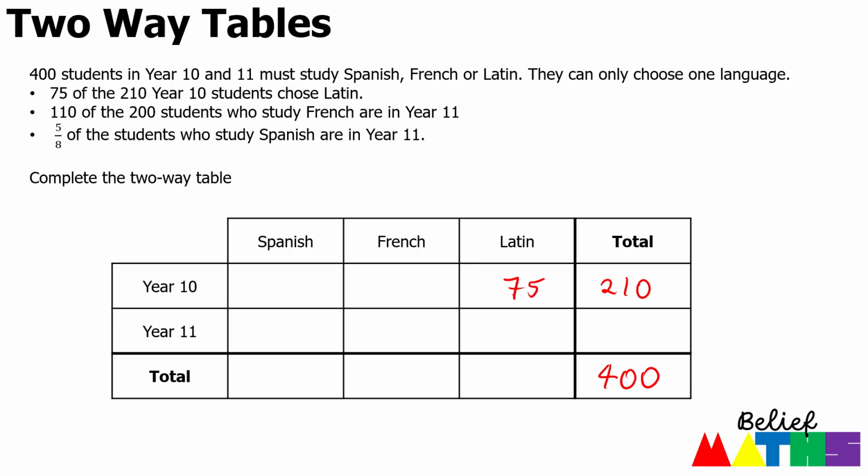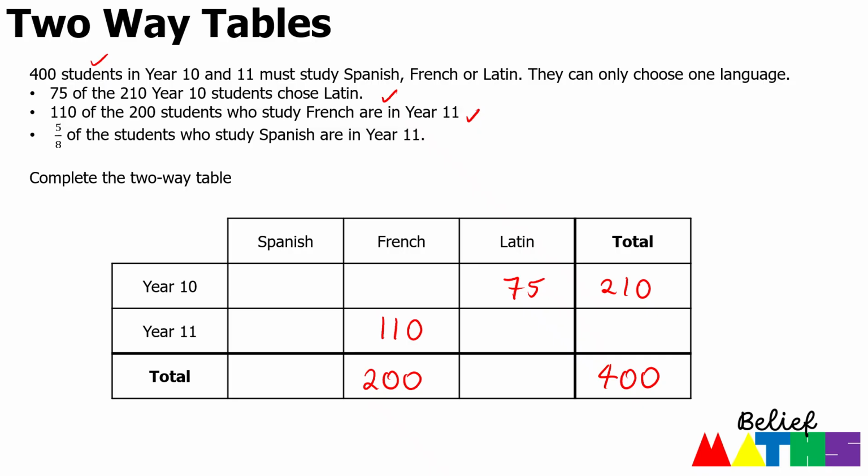110 of the 200 students who study French are in year 11. So that tells us 200 students study French and 110 of those students are in year 11. So that's that information. And again, always concentrate on trying to fill in the information first. I know you can see some quick calculations you can do now, but we're going to fill in all the information first. Then it says 5/8 of the students who study Spanish are in year 11. There's nothing we can do with that yet. Okay, so we're going to have to remember to come back to that.